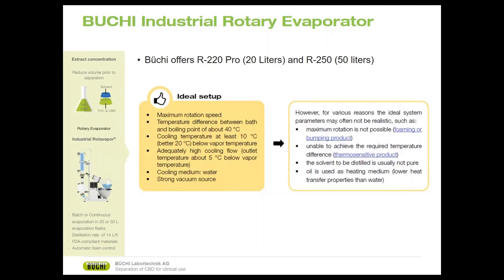However, those ideal conditions are not always met because of foaming and bumping products. It's unable to achieve desired temperatures also due to thermally sensitive materials like cannabis, and the distilled solvent is not always pure. So it is not always possible to reach the ideal conditions, but by using the proper functions, proper foam sensors, you can also increase the time of the distillation.